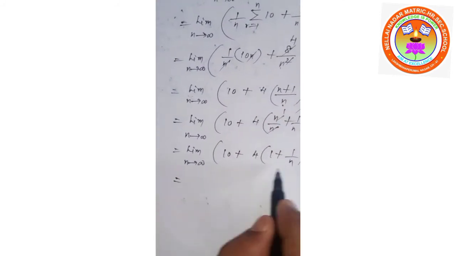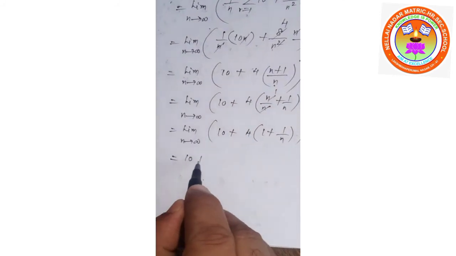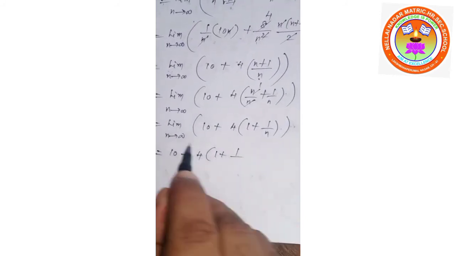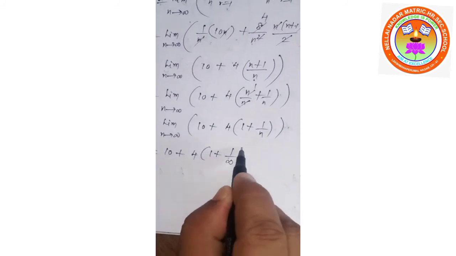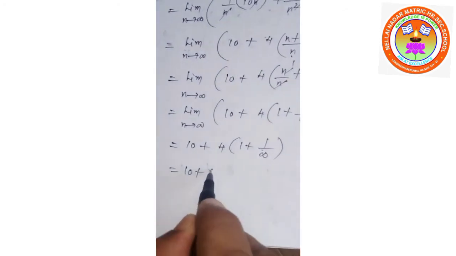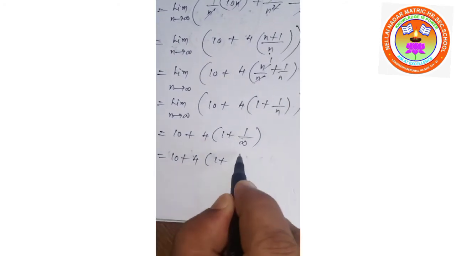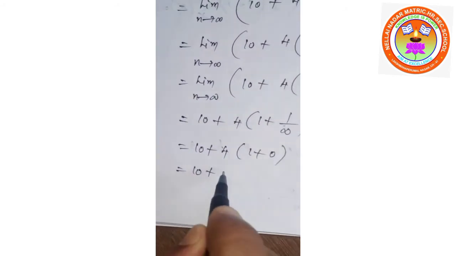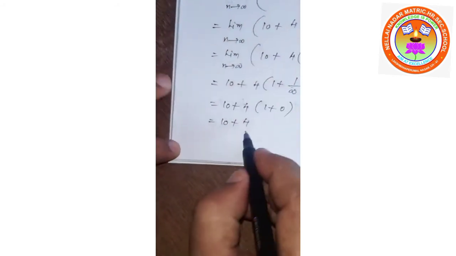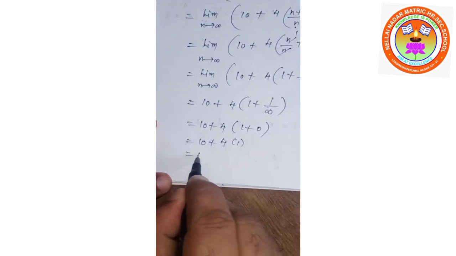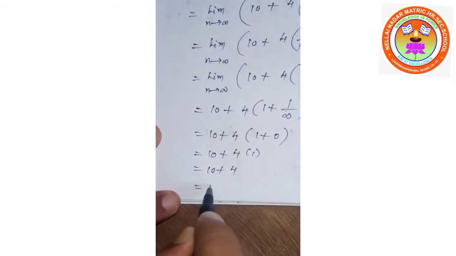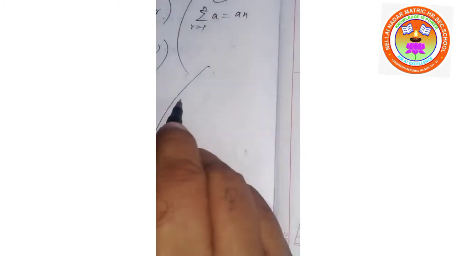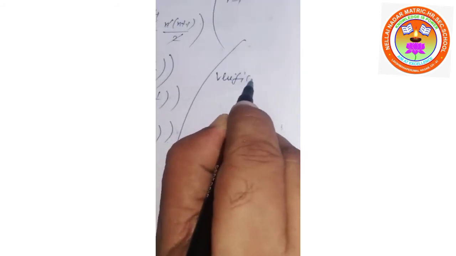Now you can replace n by infinity. 10 plus 4 into 1 plus 1 by infinity, and the value of 1 by infinity is 0. That is equal to 10 plus 4 into 1 plus 0, which is 1, equals 10 plus 4, that is equal to 14. Let us verify.